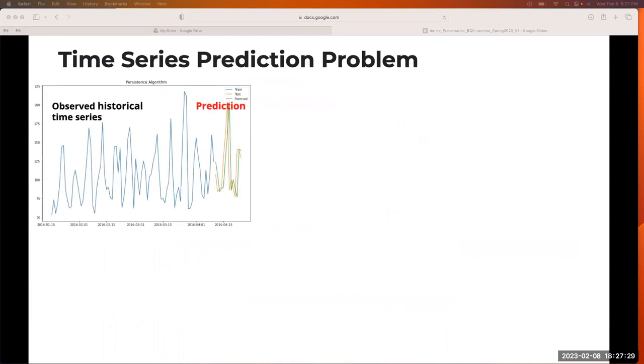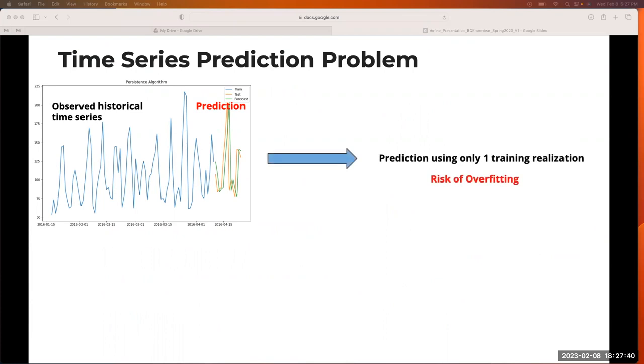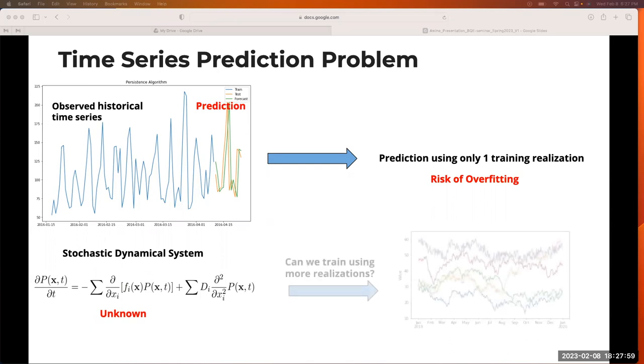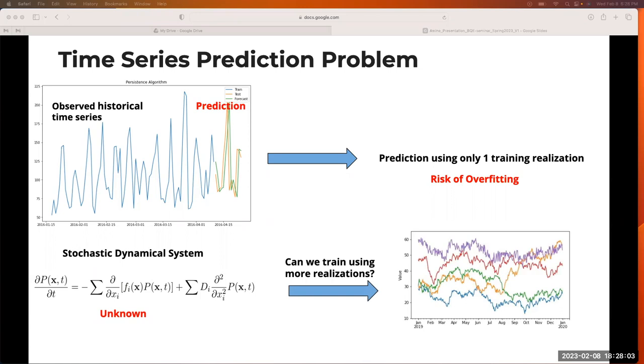Time series prediction problems highly depend on the observed historical time series data during training. More specifically, we train our machine learning model using only one fixed historical time series, which can lead to overfitting. However, the fixed historical time series is only one particular realization of an unknown stochastic dynamical system. So the question is, can we train using more realizations even if we don't know the underlying dynamical system? The answer is yes. We can use something called data augmentation, and we conjecture that training with more realizations can lead to better learning under some conditions.